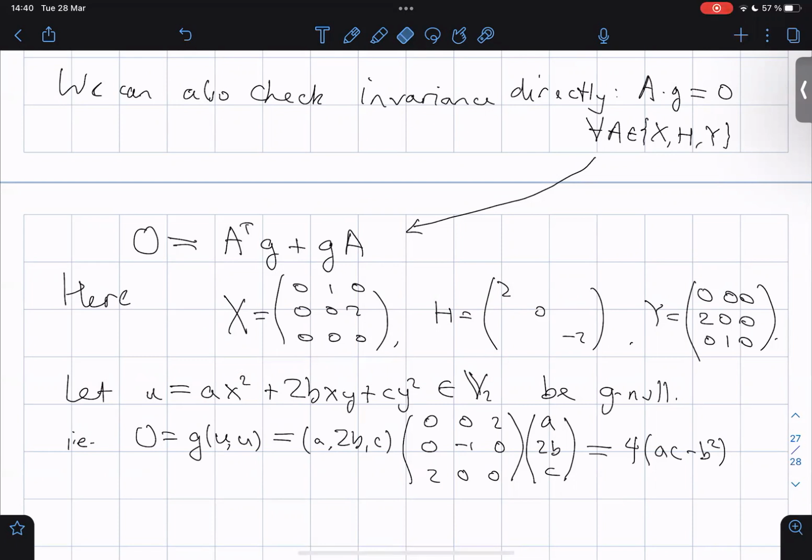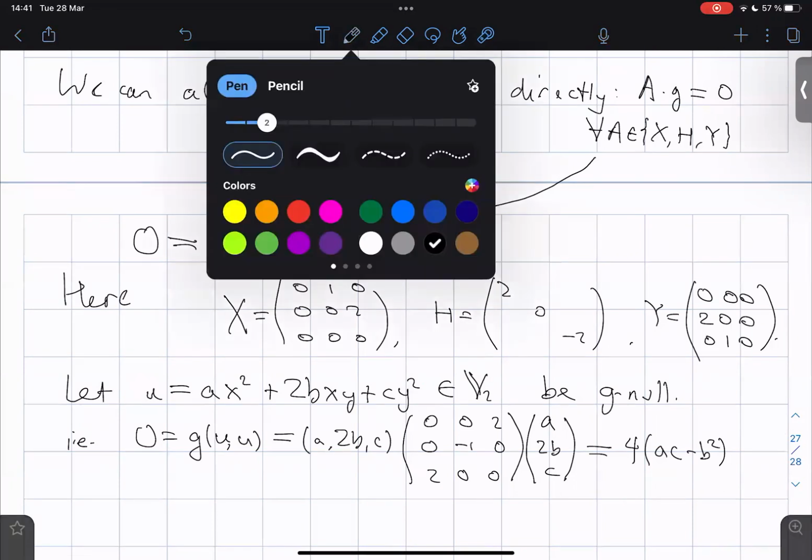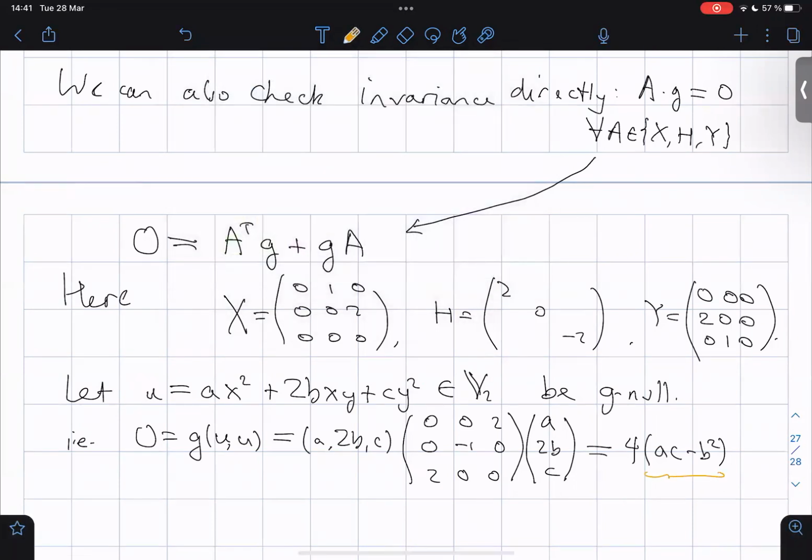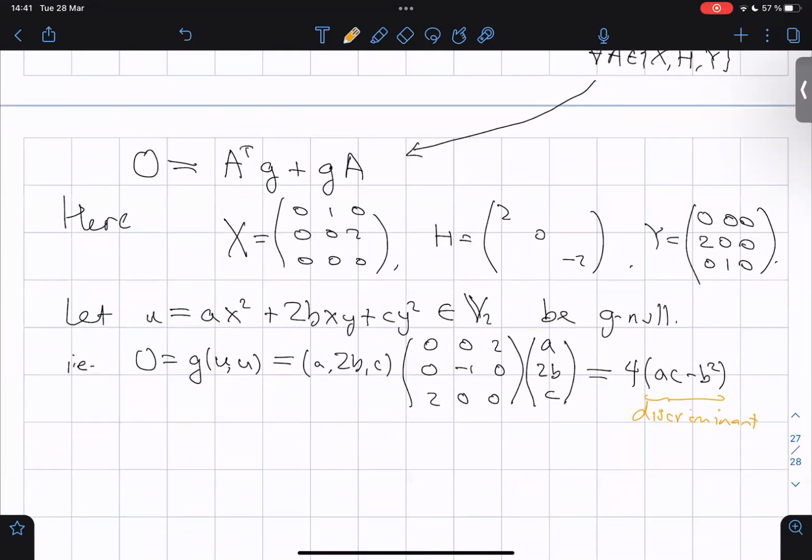Okay. I put this 2 there. So, oops. Okay, so this is the discriminant, which is a familiar and important object. We're going to see what happens when this is 0. So this says that you have a multiplicity 2 root.